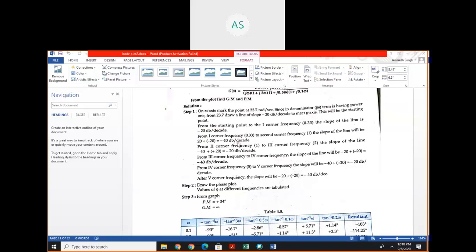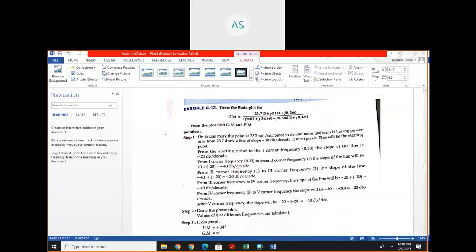Next corner frequency is 1. So one zero is added at this frequency. So the slope of the line changes from minus 40 dB to minus 20 dB, because one zero is added at this corner frequency.